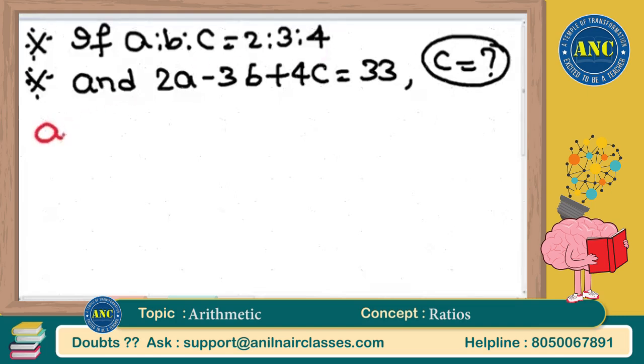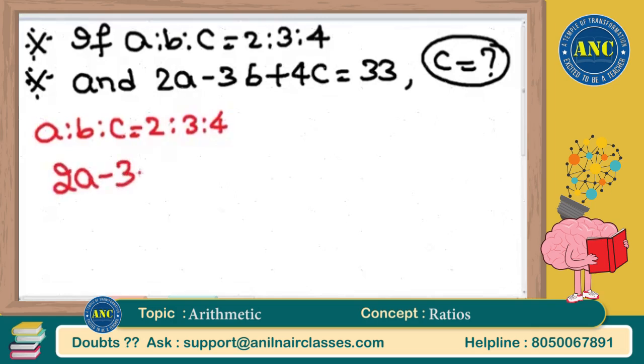They are saying that A is to B is to C is 2 is to 3 is to 4. That means according to ratio, A value is 2, B value is 3, C value is 4. And they are also saying that 2A minus 3B plus 4C is 33. This 33 is according to question. Find out according to ratio how much.